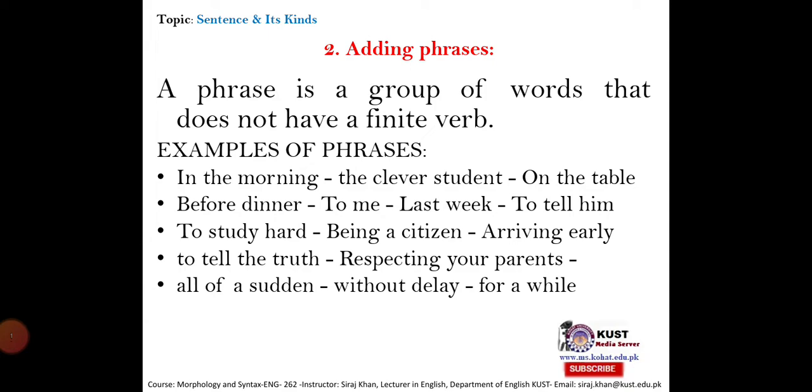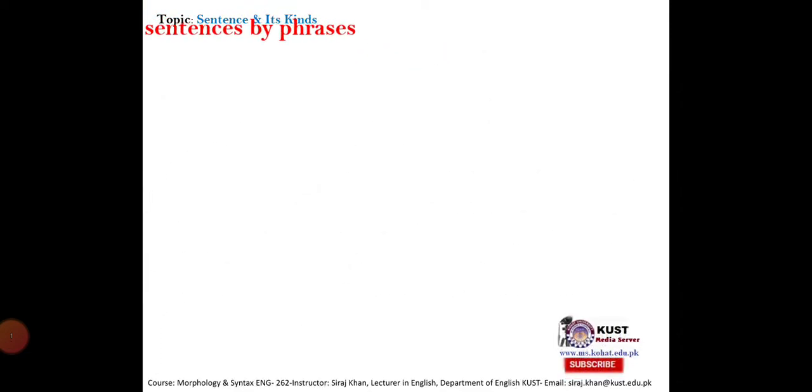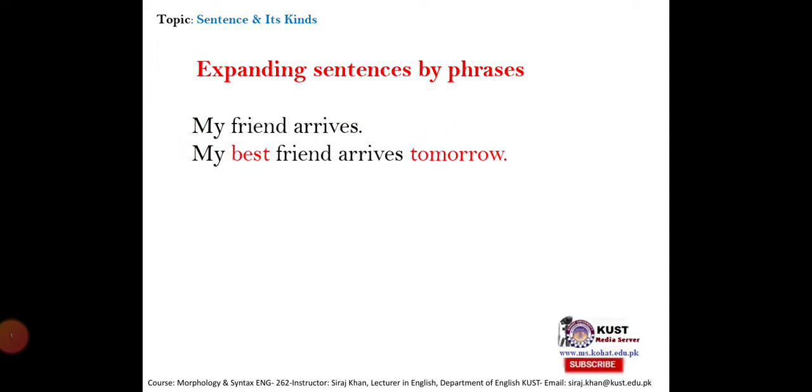These are some of the phrases we add to other words to form sentences, and we expand our common sentences through phrases. How do we expand a sentence by a phrase? My friend arrives. This is a sentence. We add: my best friend arrives tomorrow. Best is a single word. Tomorrow is a single word.